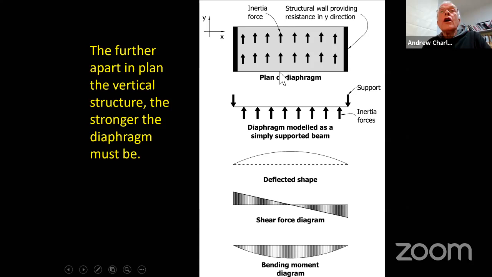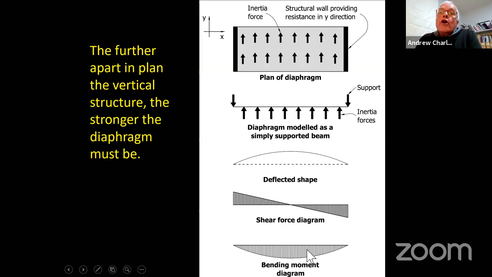Now, we can simplify this diagram. We can replace the shear walls with supports here and here. And the floor diaphragm can be represented as a simply supported beam loaded with these inertia forces. And so if we have a beam on two supports with a uniformly distributed load like this, this is the deflected shape. This is the shear force diagram. And this is the bending moment diagram.